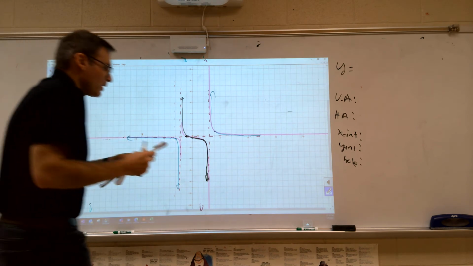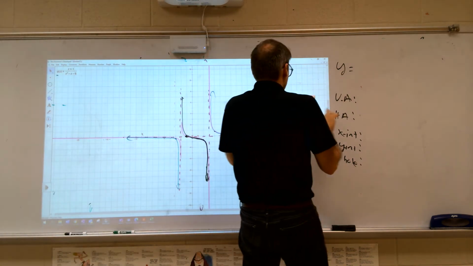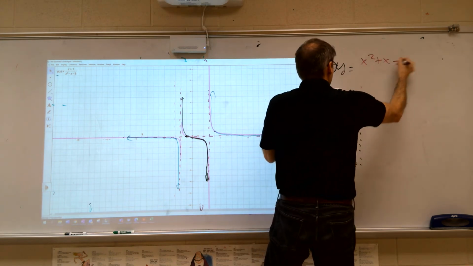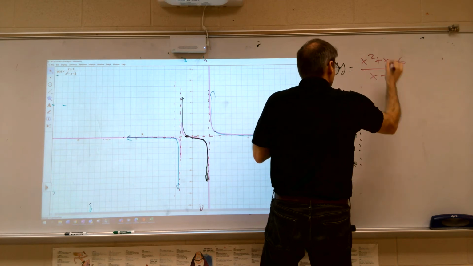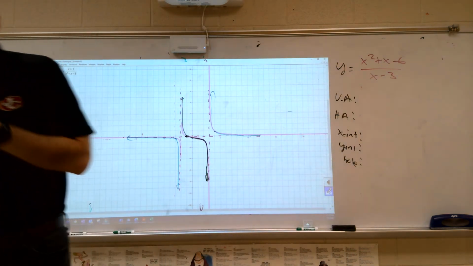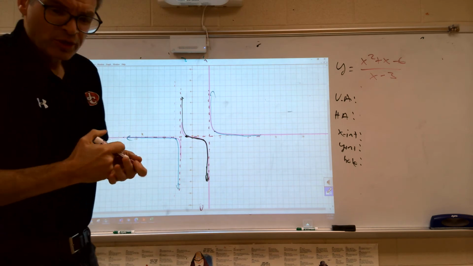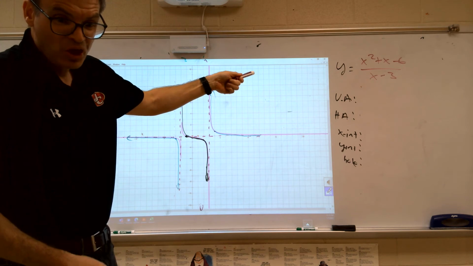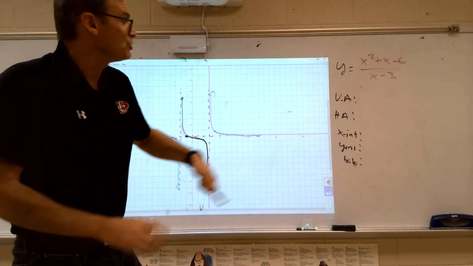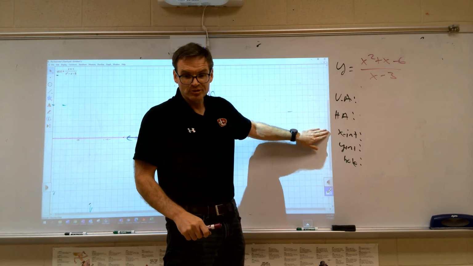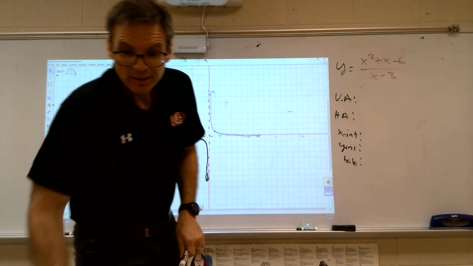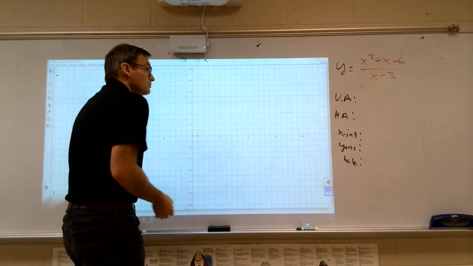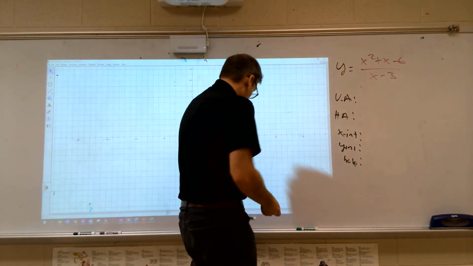So here's my next problem. Let's do x squared plus x minus 6 over x minus 3. And here's what I'd like everybody to do. Given that, write down all the information you can about vertical and horizontal asymptotes, x-intercepts, y-intercepts, and holes. And I'm going to write that information. What we have. Actually, not that bad.